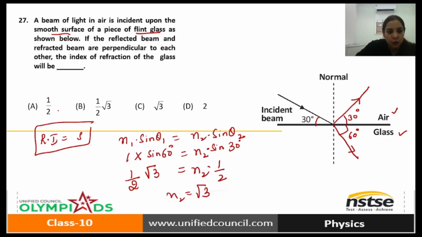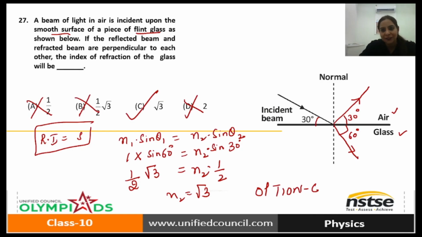So out of the given options, A is incorrect, B is incorrect, D is incorrect, but C is the correct option. So the correct answer for this question will be option C. So this way you have to solve for it.